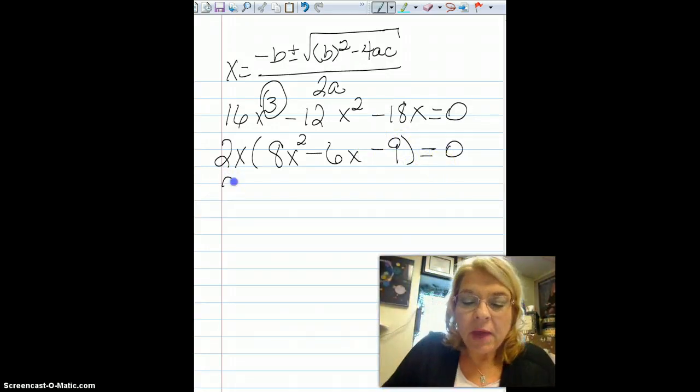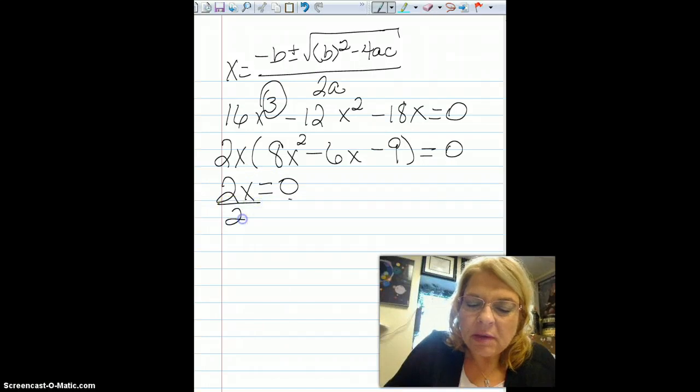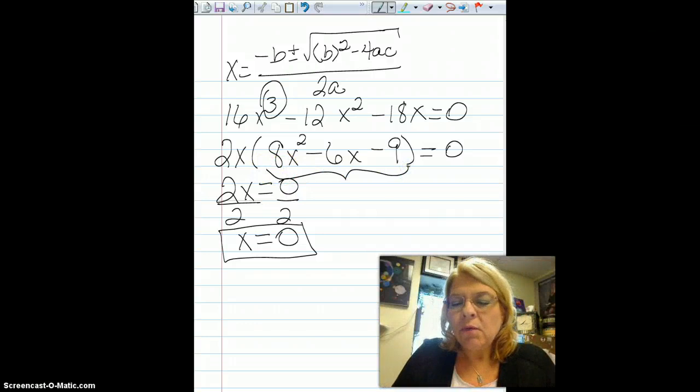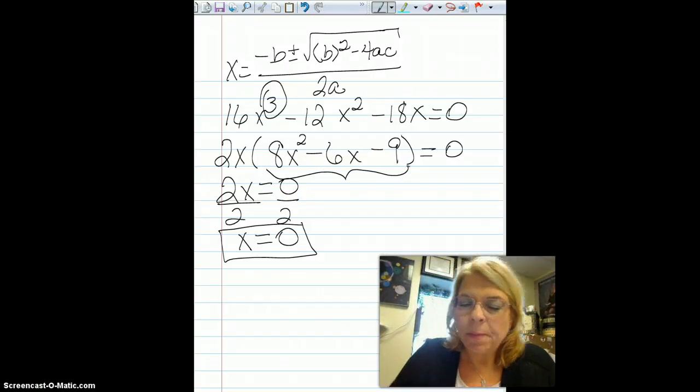I set my first factor equal to 0 and solve. We've done this 100 times. So x could be 0. Now the other two answers, it's a power of 3, so I'm going to get 3 answers. The other two answers are going to come from that 8x squared minus 6x minus 9.